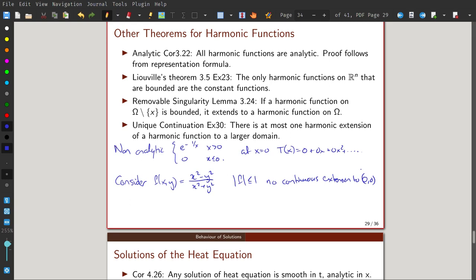Of course, it has an extension. You can just assign it whatever value you want at 0, 0, but there's no continuous extension. None of those extensions are going to be continuous.